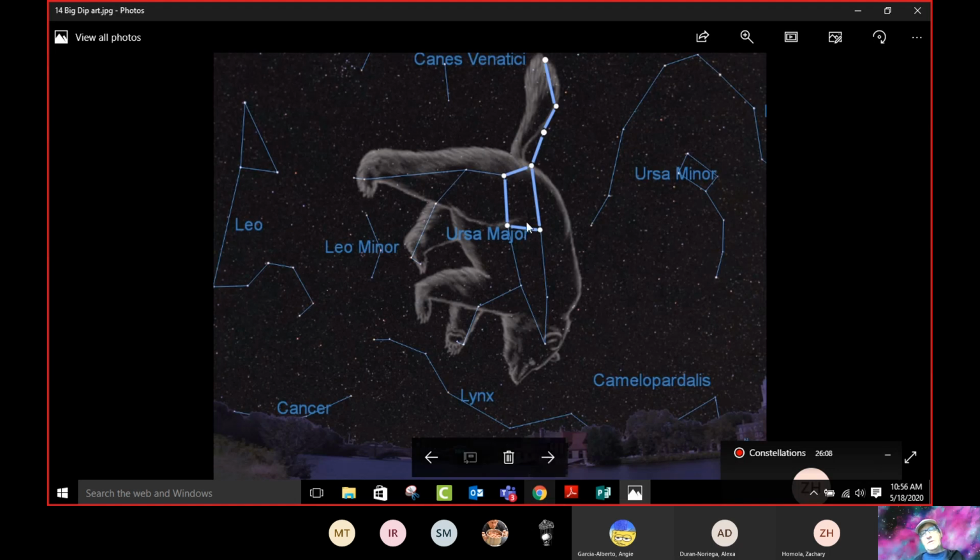Here's another view of it. Now it's facing a different direction, huh? And here's a painting showing the bear and the long tail of the bear.